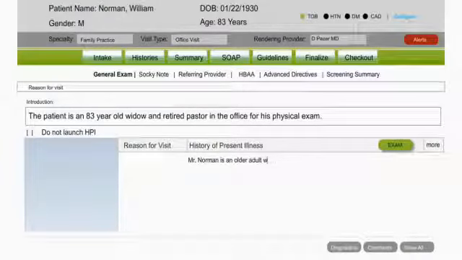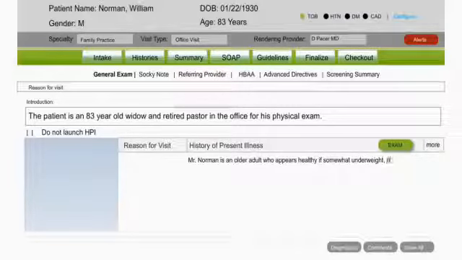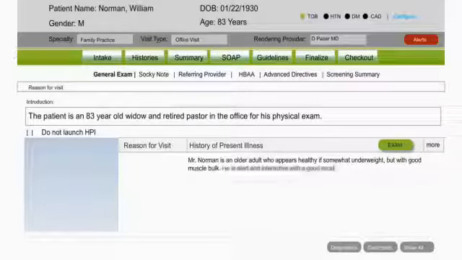Remember that a clear, well-organized clinical record, employing language that is neutral, professional, and succinct, is one of the most important adjuncts to patient care. Mr. Norman is an older adult who appears healthy if somewhat underweight, but with good muscle bulk. He is alert and interactive with a good recall of his life history.